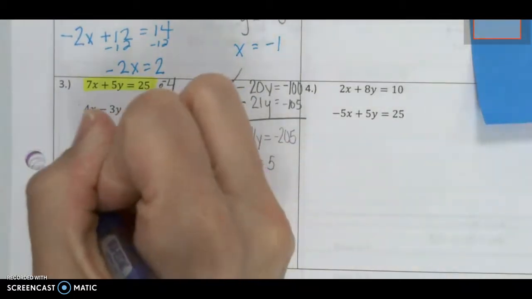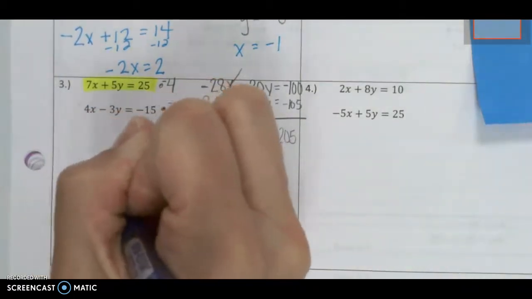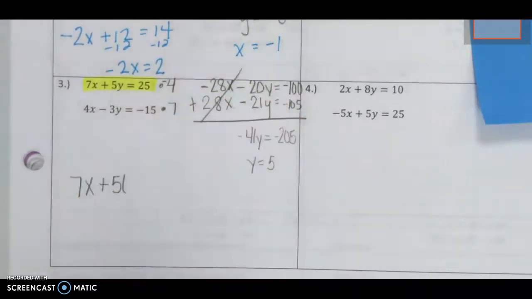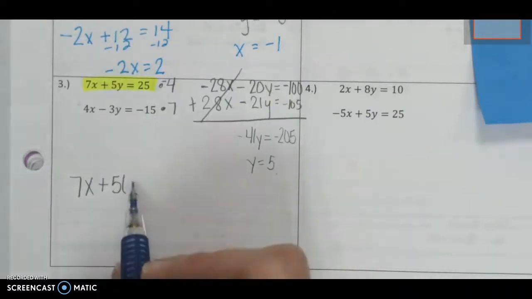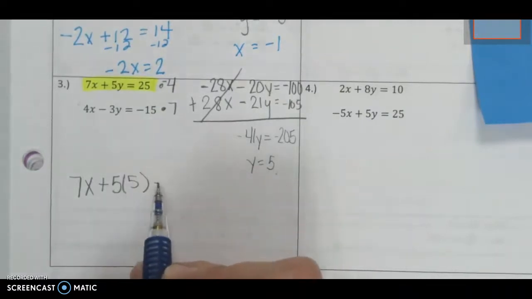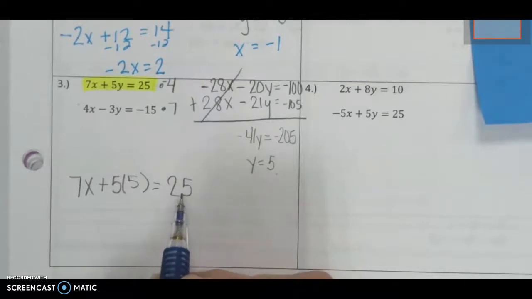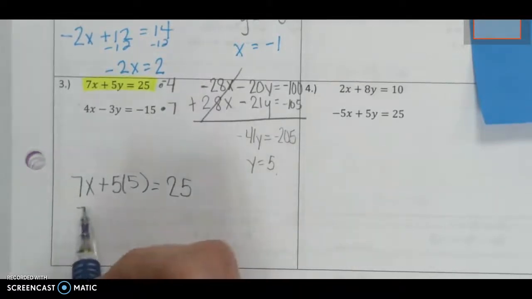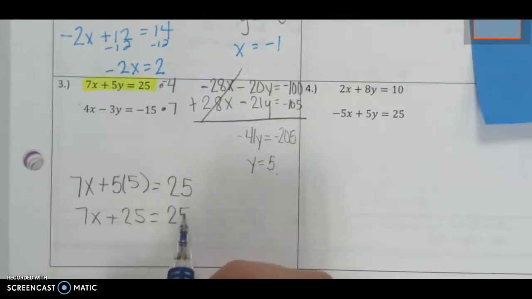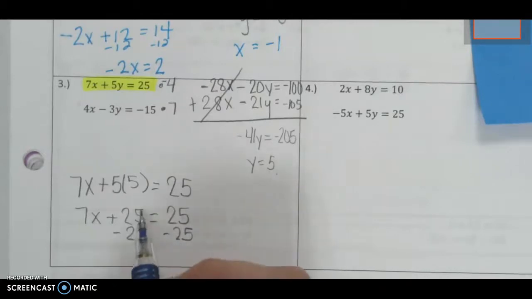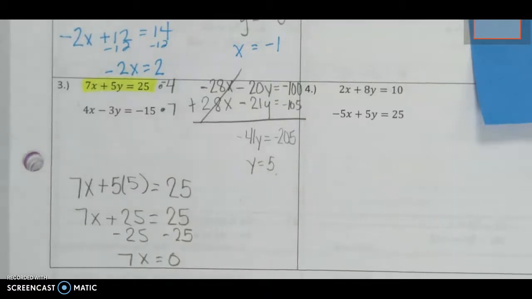Okay, so we've got 7x plus 5. Now in my parentheses, I'll put this 5 that I just got for my y equals 25. 7x plus 25 equals 25. Oh man. Subtract 25 and I'm going to get 0. That doesn't mean no solution. That means I get 0. So x equals 0.